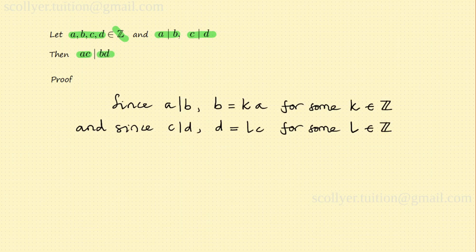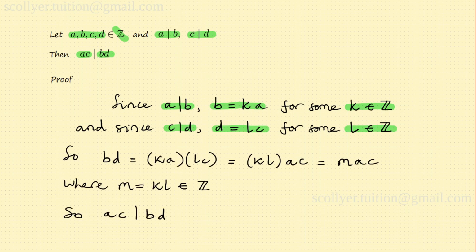And to start, we use the definition of divisibility. Since a divides b, b equals k times a for some integral k. And since c divides d, d equals l times c for some integral l. And now everything is quite straightforward. We are interested in b times d.